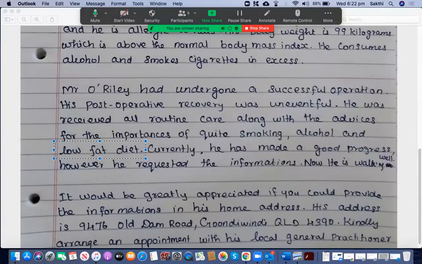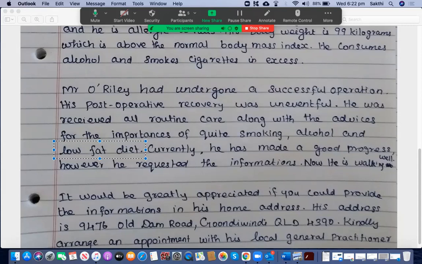So when you use it with the comma and the end, it means that the patient has received the advice on all these three things, like quitting smoking, quitting alcohol, and quitting low fat diet. So that's what it does mean. So this is wrong. Otherwise, you could have mentioned quitting smoking, alcohol, and high fat diet. That's okay. Good, because it makes sense.